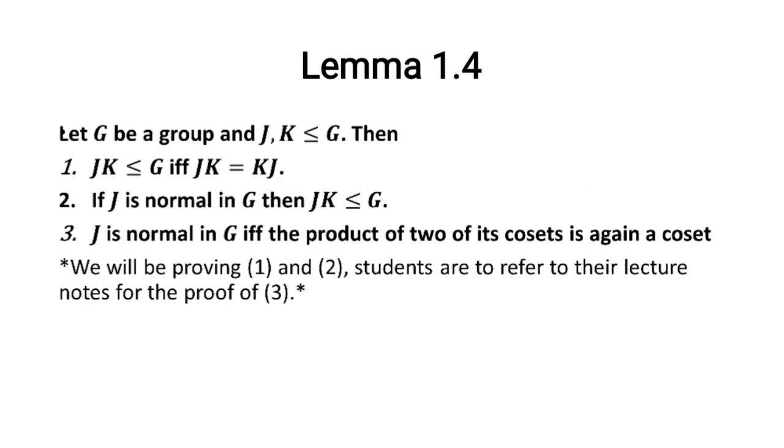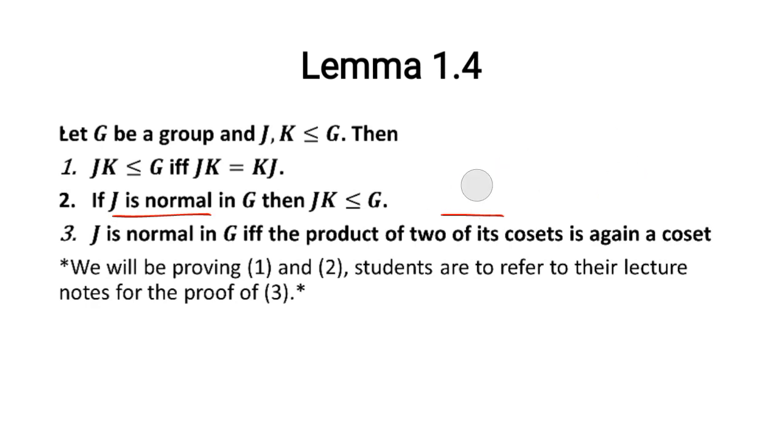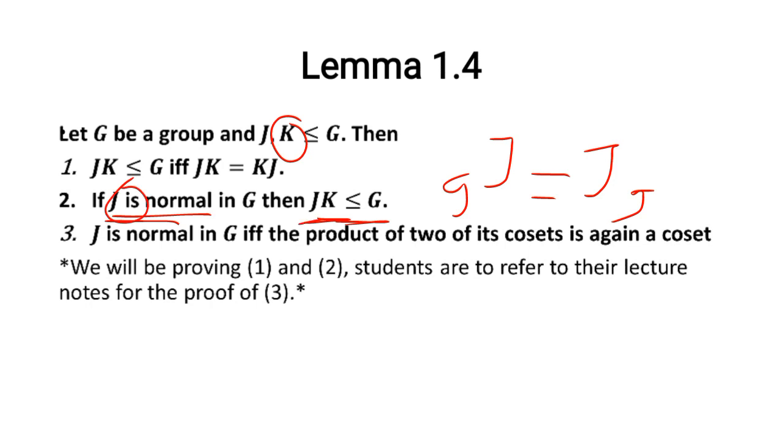The next one says that if J is normal, now you know what a normal subgroup is. Normal subgroup means that the left coset equals the right coset. In our case it is G, so we would want it to be G, J, because it's no longer H now. So you're saying if J is normal, then this product is a subgroup of G. If you take the product of this subgroup with this normal subgroup, then this product will be a subgroup of G. So that's what it's claiming.